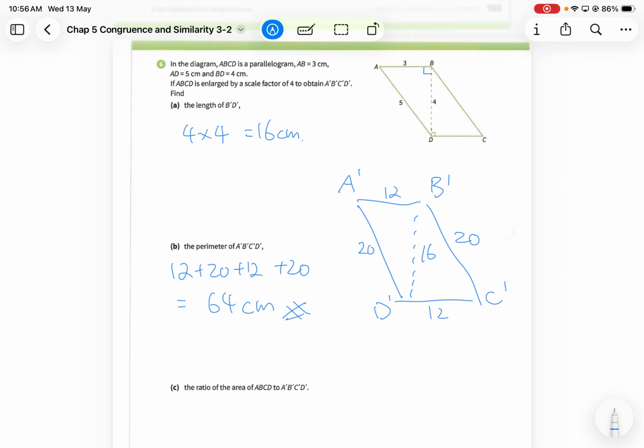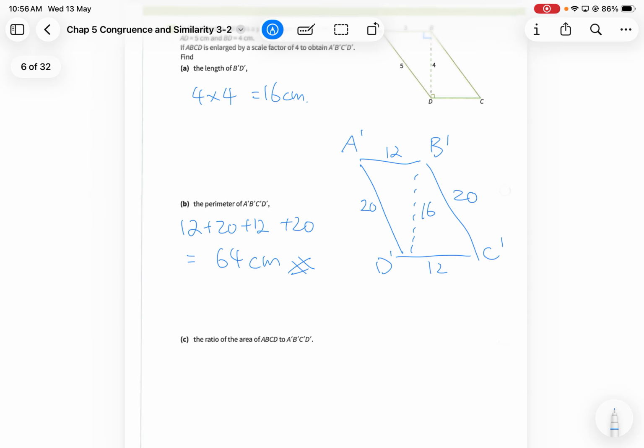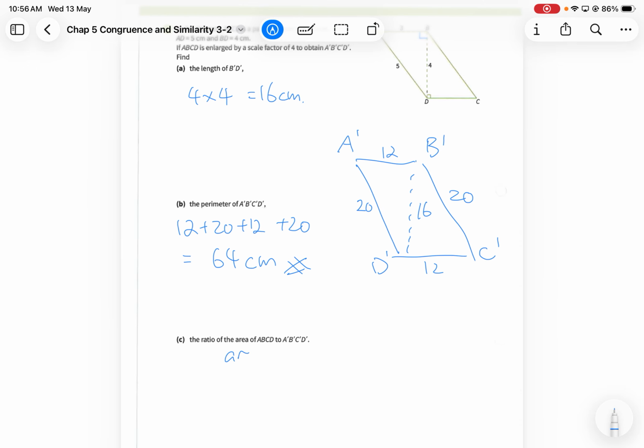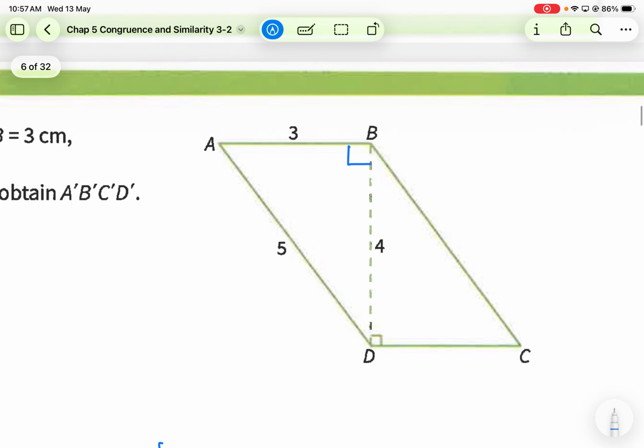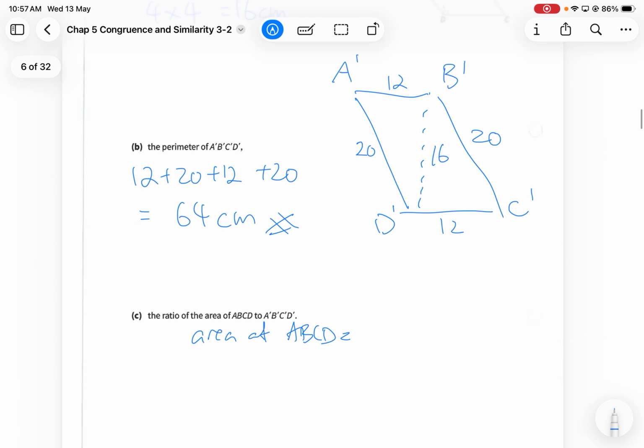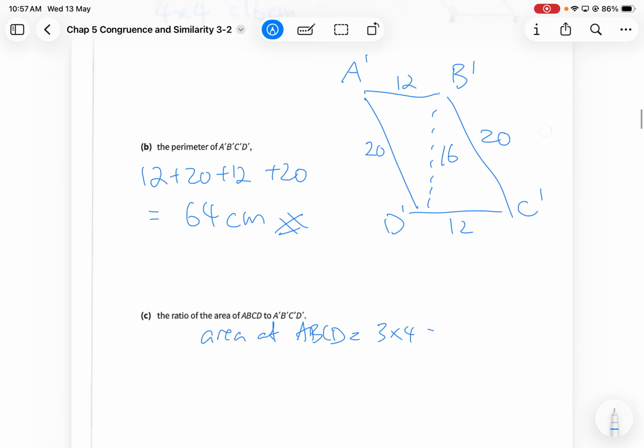Okay, ratio. You want to see the ratio, you must first find the area of the bigger one and the smaller one. So let us find the area of the original. Base times height, 3 times 4. Area of the enlarged one, A prime, B prime, C prime, D prime. 12 times 6.